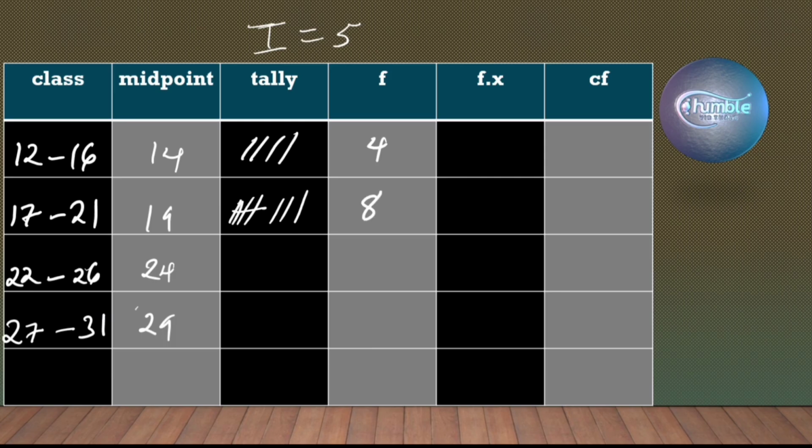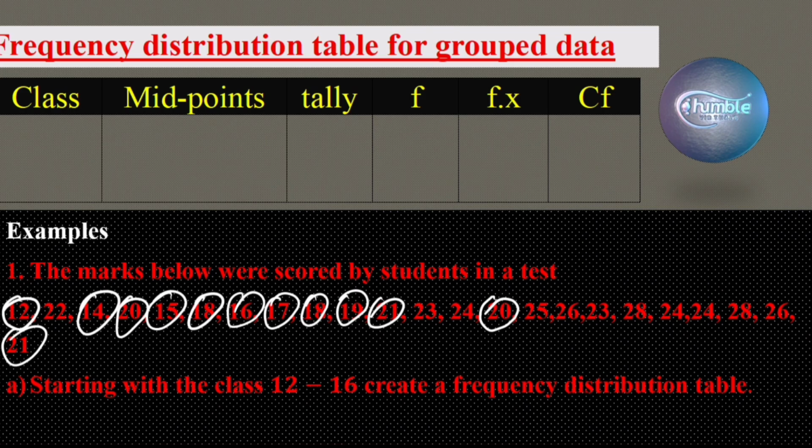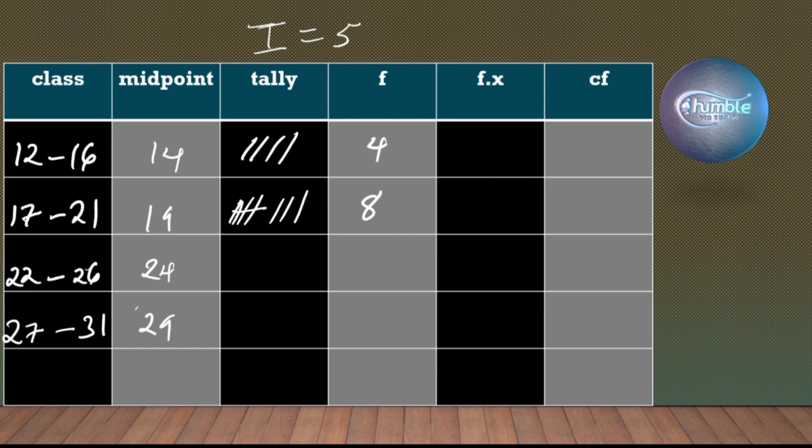The frequency is 8. The next, 22 to 26, how many are there? 1, 2, 3, 4, 5, 6, 7, 8, 9. So there are 9 scores. So how do we write 9? 1, 2, 3, 4, 5, 6, 7, 8, 9. And the frequency is 9.